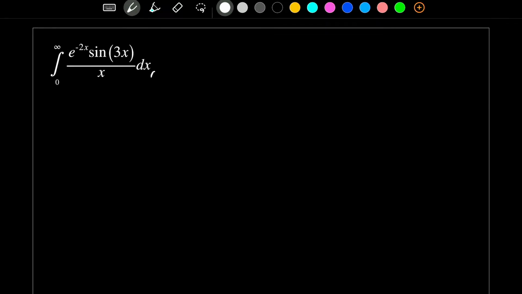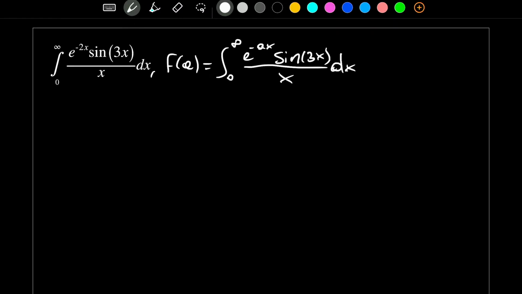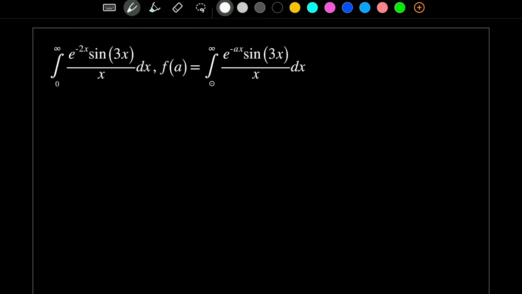Let's first of all rewrite this integral as a function of a. So we're going to get the function of a is equal to an integral from 0 to infinity of e to the power of minus ax times sine of 3x all over x dx. So all we've done there is we've made this 2 a general a so that we can work with this function. Now the first step in this solve is going to be differentiating this function.